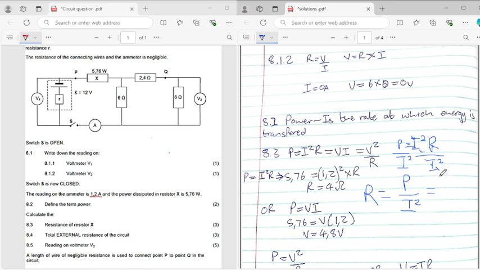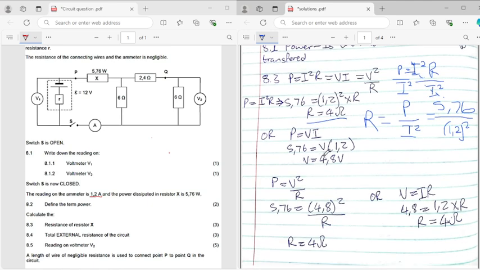So the value for P, we already have it, which is 5.76, and then the value for I, we already have it also, it's 1.2. Remember the squared outside, right? So now when you do that, you're going to get your R as 4 ohms.